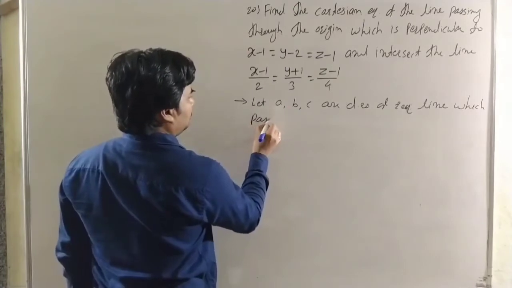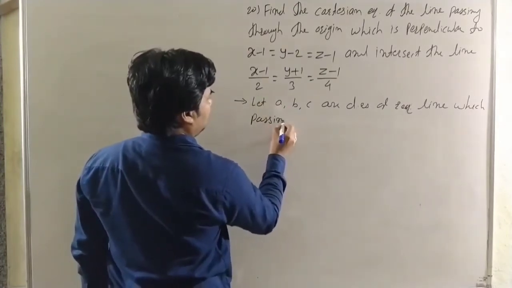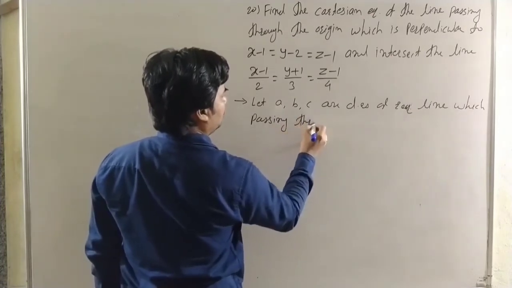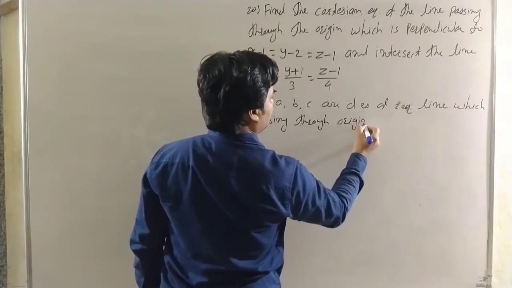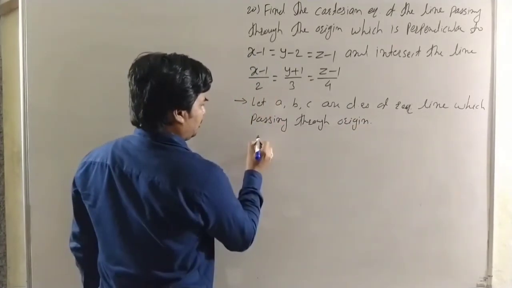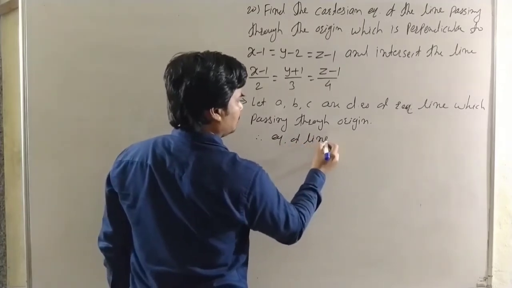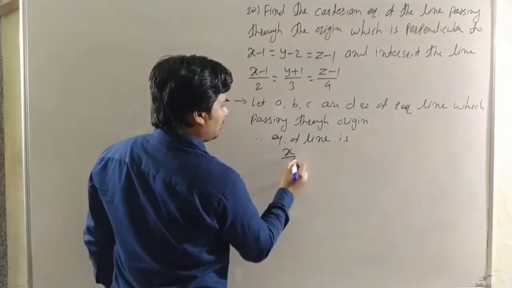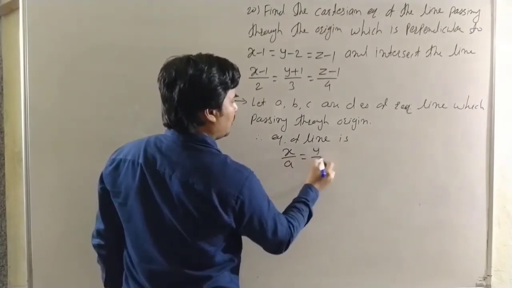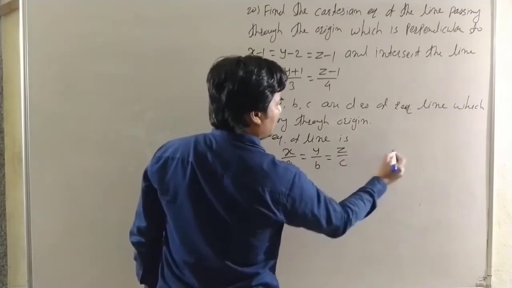The line passes through the origin. Therefore, the equation of the line is x upon a is equal to y upon b is equal to z upon c. Okay, it is equation number 1.